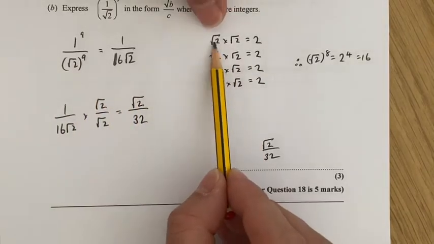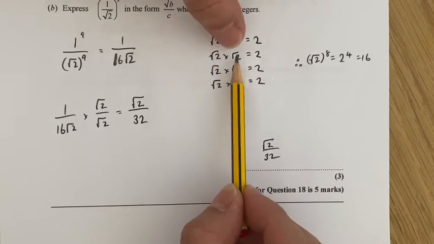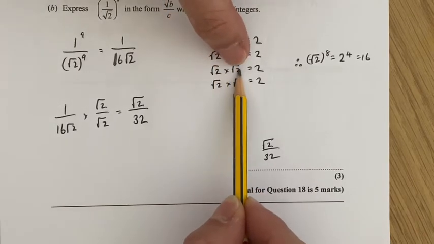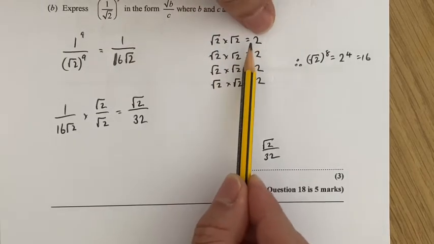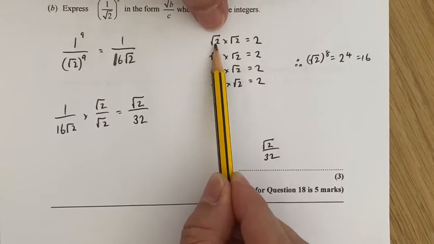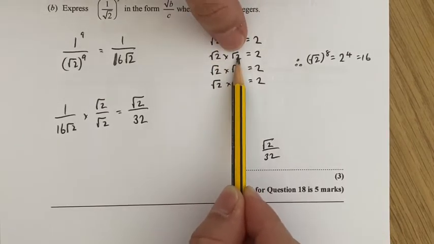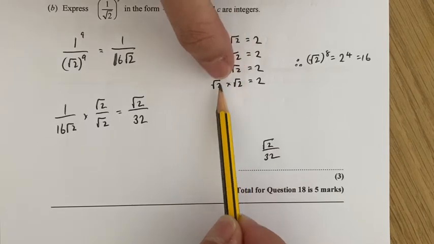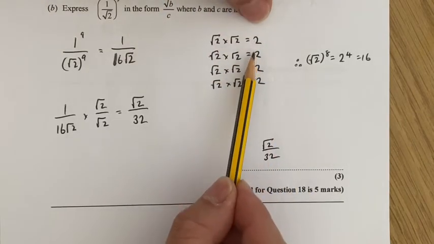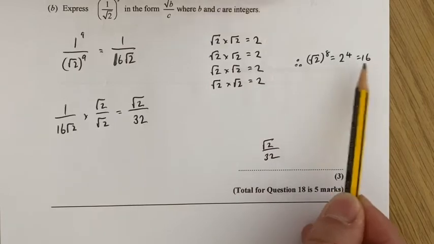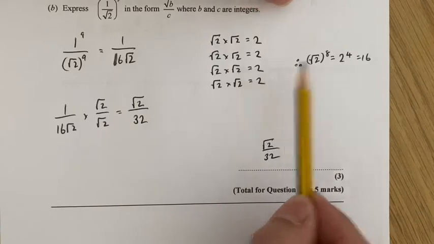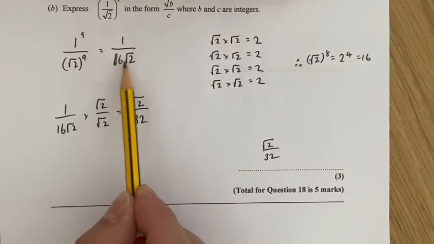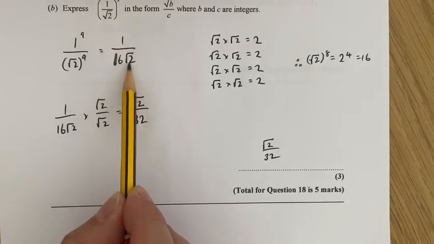So root 2 times root 2, eight of them. That's the same as just doing 2 times 2 times 2 times 2, which of course is 16. And then we've still got 1 more root 2 to add on, so we end up with 16 times root 2. So we end up with 1 over 16 root 2.